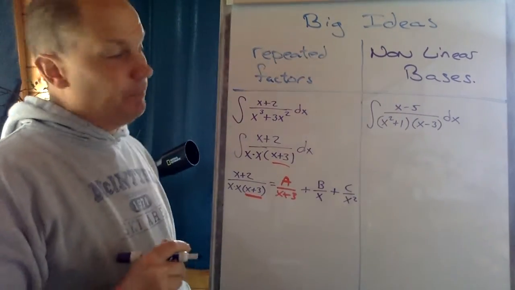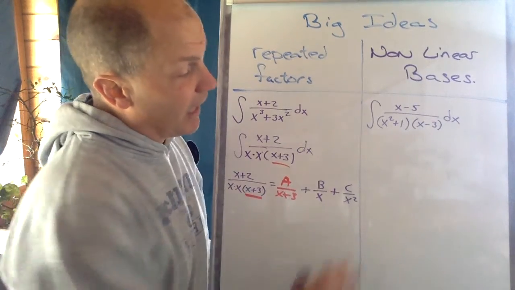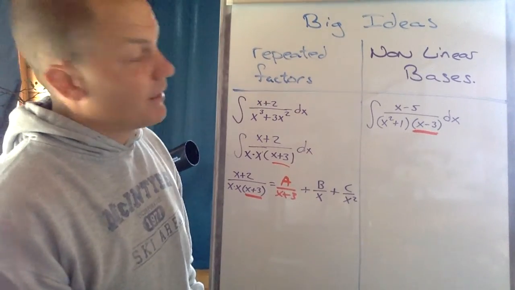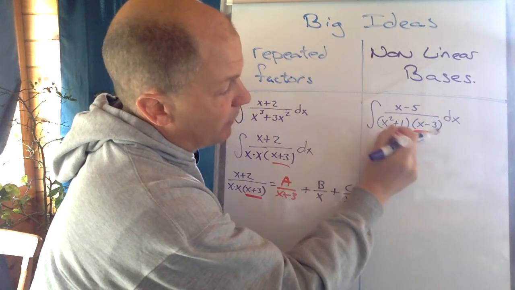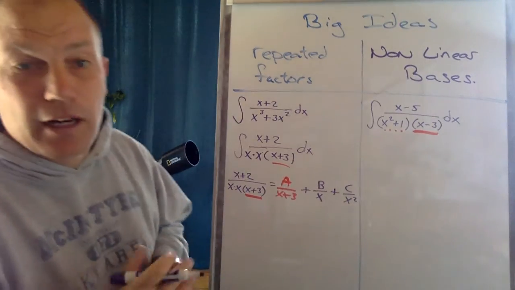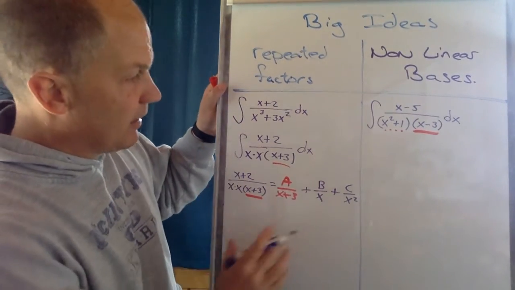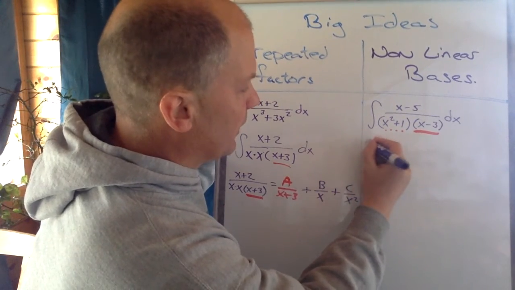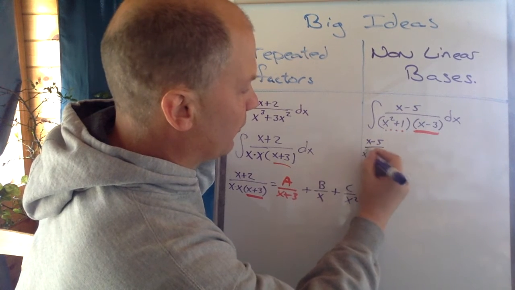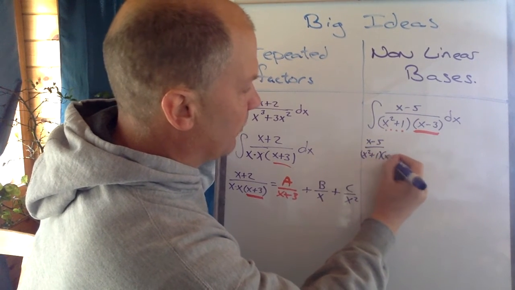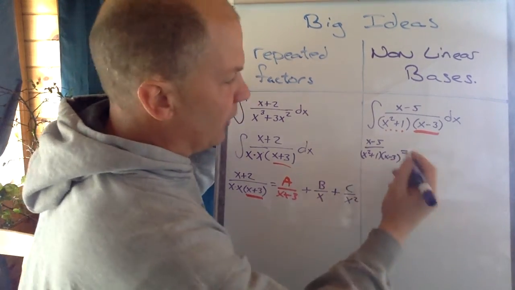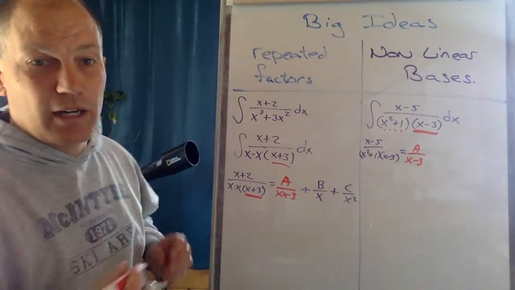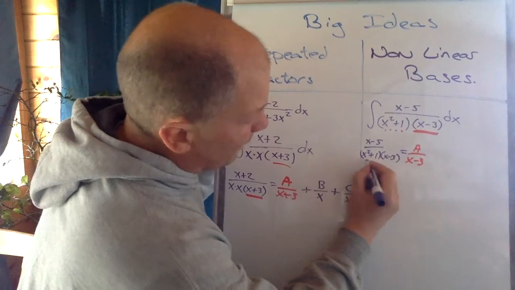Non-linear bases we're going to talk about now. Non-linear bases means that I've factored this out and I've got a nice linear base. This is my linear base, so that's easy. This is my non-linear base right here, right? That's the one that I've got to do something different about. So we do the same thing. Luckily, this is already factored for us. We need to do the same thing we did here. We're going to say x minus 5 over x squared plus 1 times x minus 3. This has to be the same as, and I'm going to do the easy one just like I did before, A over x minus 3. That one we shouldn't have to think about too much. This one we've got to think about.